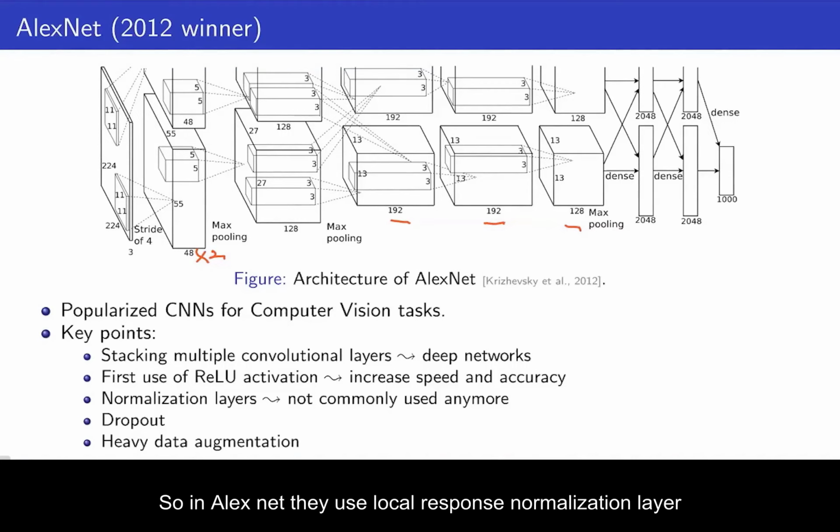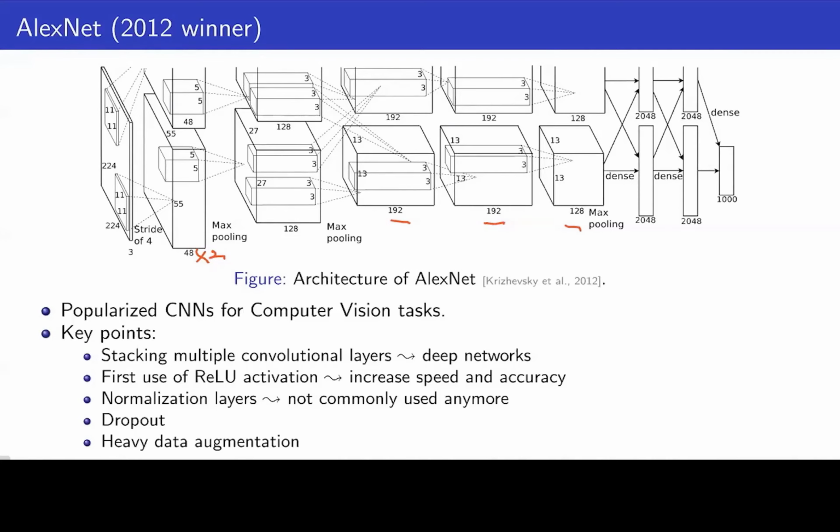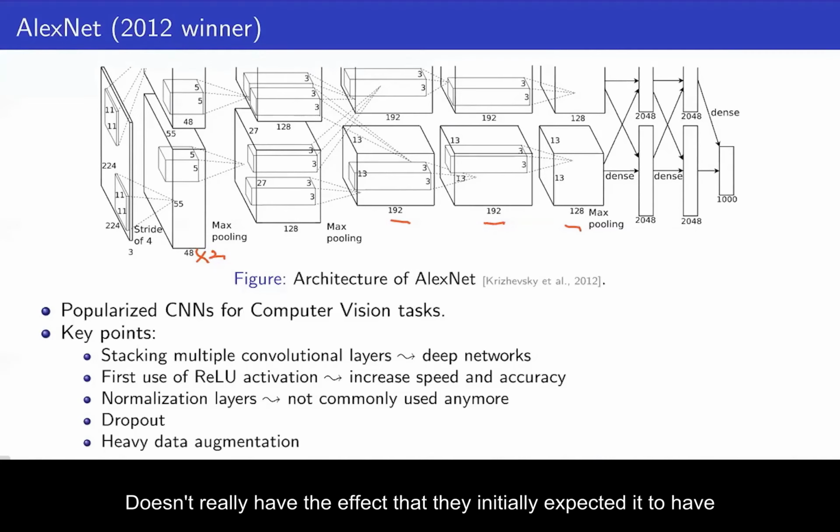In AlexNet, they use a local response normalization layer, which normalizes the responses across the channels, but this is not really used anymore because some other papers later on came and showed that this doesn't really have the effect that they initially expected it to have.